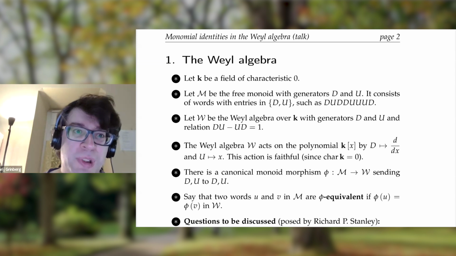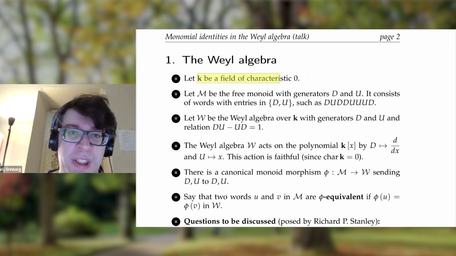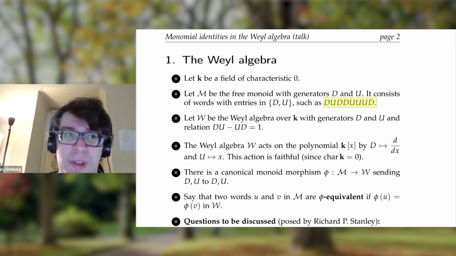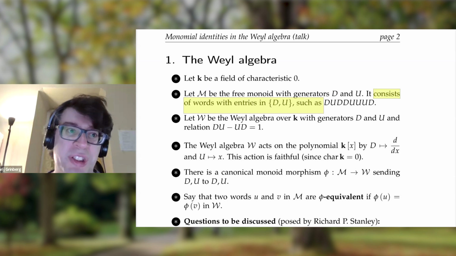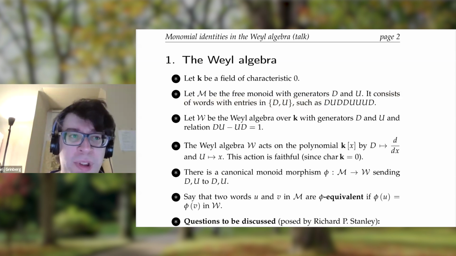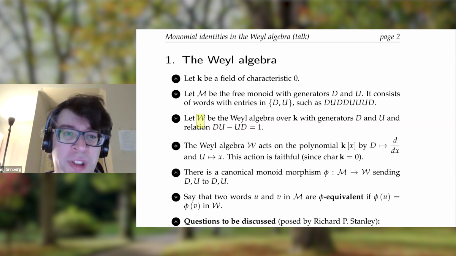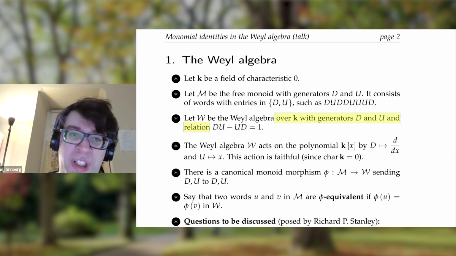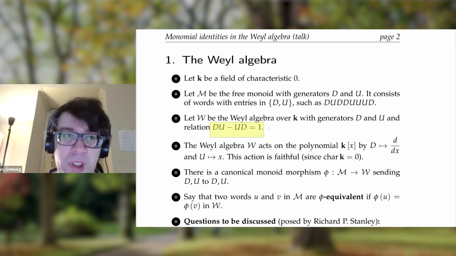For most of this talk, we will be dealing with a field K of characteristic 0. And we're dealing with a free monoid with generators D and U, which I call M for monoid. So it just consists of words in D's and U's, purely combinatorial objects. W, on the other hand, is an algebraic object: the Weyl algebra over the field K with generators D and U, and this famous Weyl algebra relation, DU minus UD equals 1.